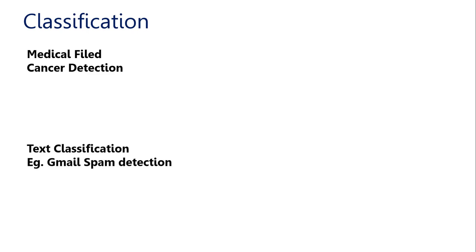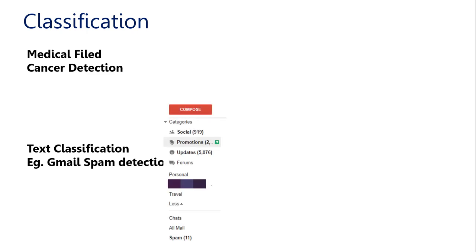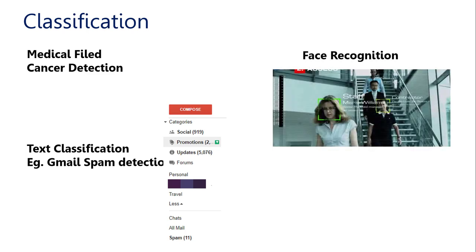We can also use classification in many different fields, even in the medical field, like cancer detection, and text classification, like Gmail spam detection, promotion, email, social. Generally, you'll see this in Gmail, and all this kind of text classification is possible with machine learning, and also face recognition, and many more.